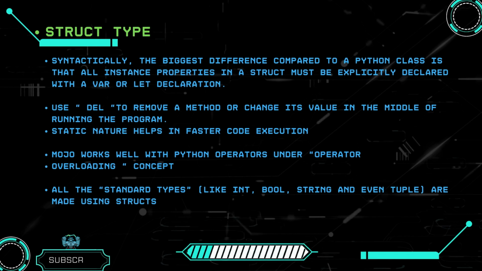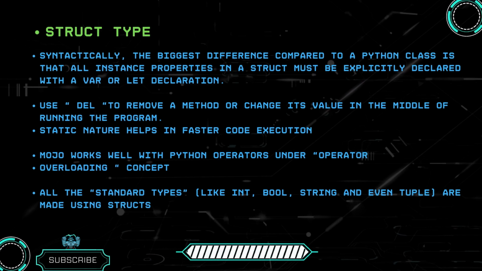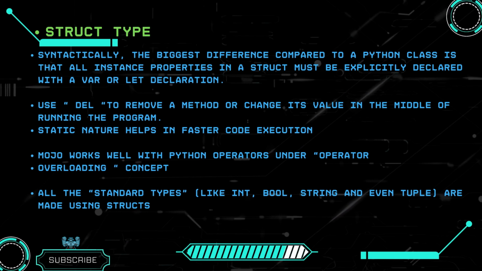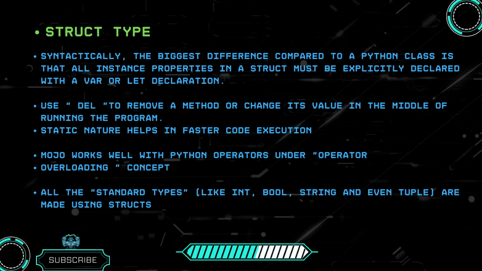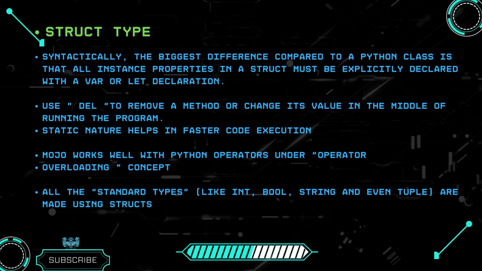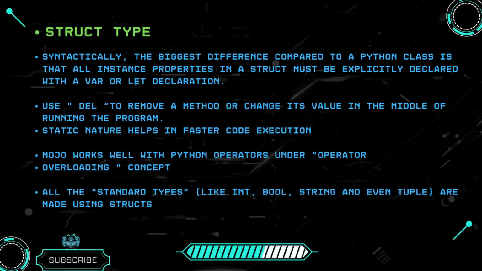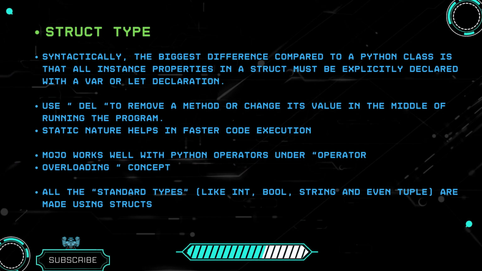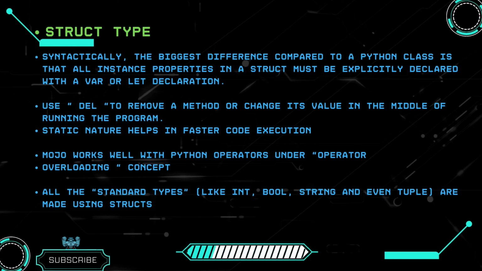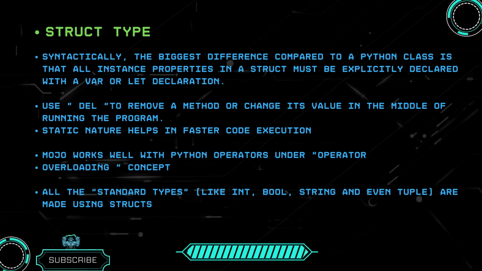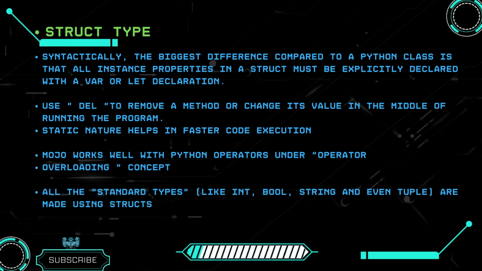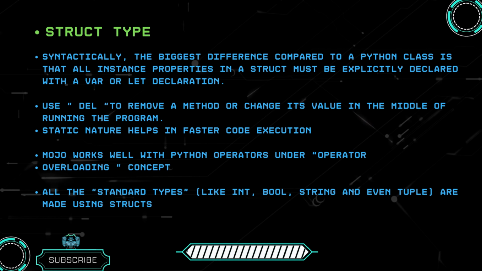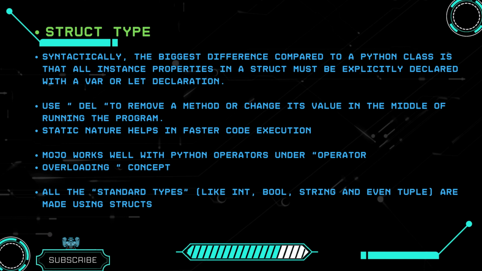Syntactically, the biggest difference compared to a Python class is that all instance properties in a struct must be explicitly declared with a var or let declaration. Use del to remove a method or change its value in the middle of running the program. Static nature helps in faster code execution. Mojo works well with Python operators under the operator overloading concept.